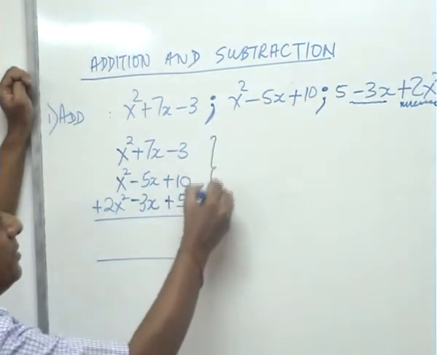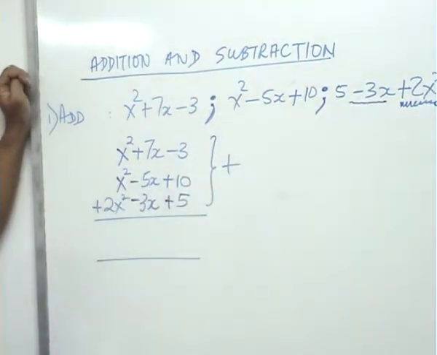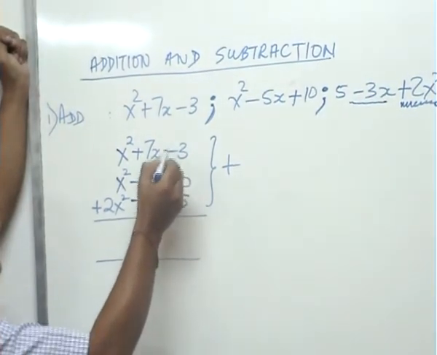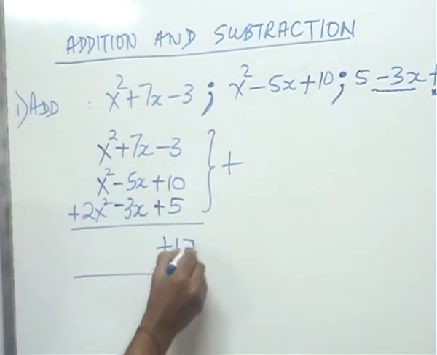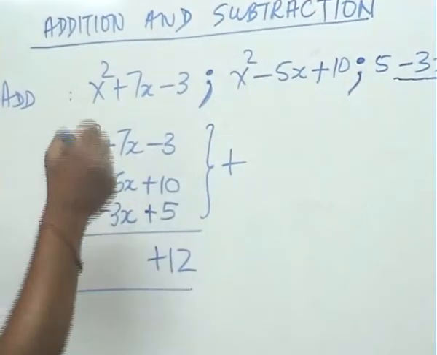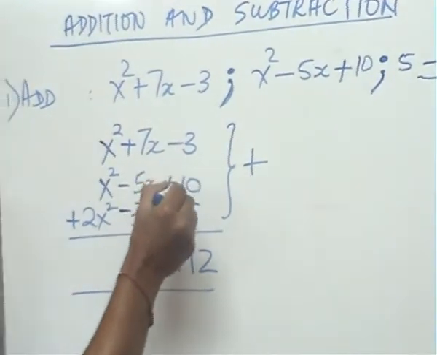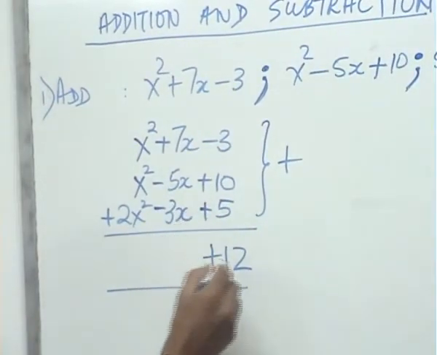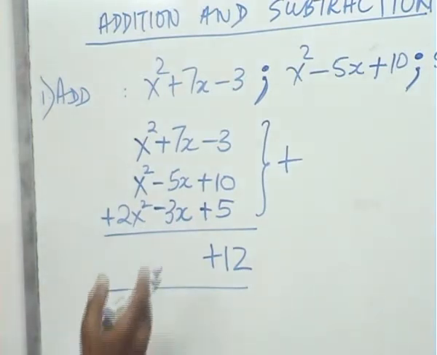We are adding all up. So 10 plus 5 is 15. 15 minus 3 will give you 12. So it's plus 12. Or if you want to come from top, minus 3 plus 10 is plus 7. 7 plus 5 is 12.